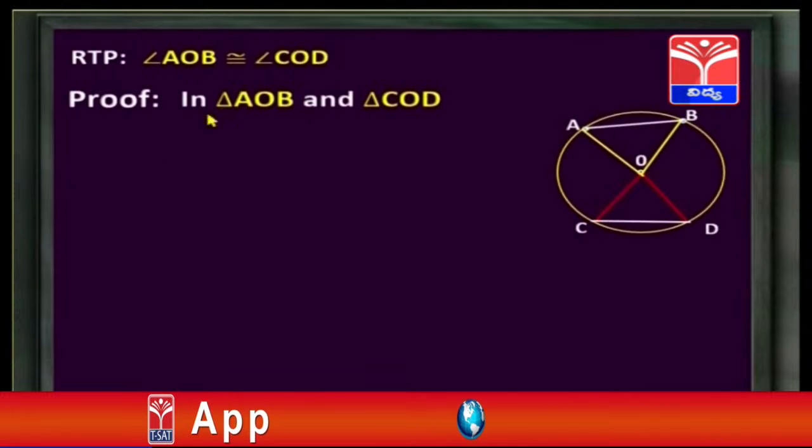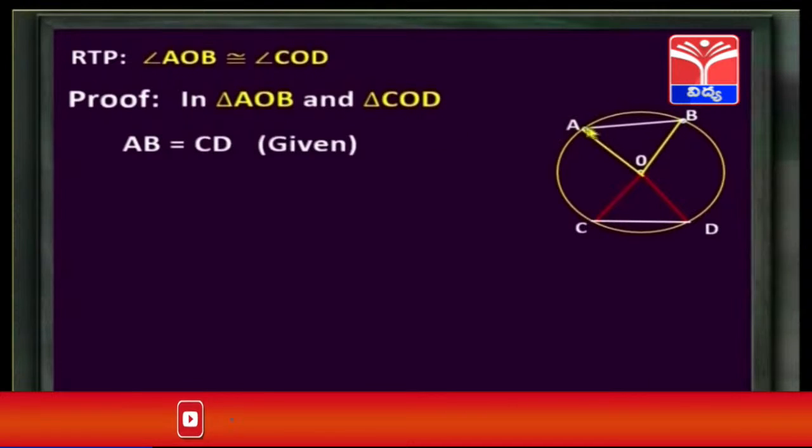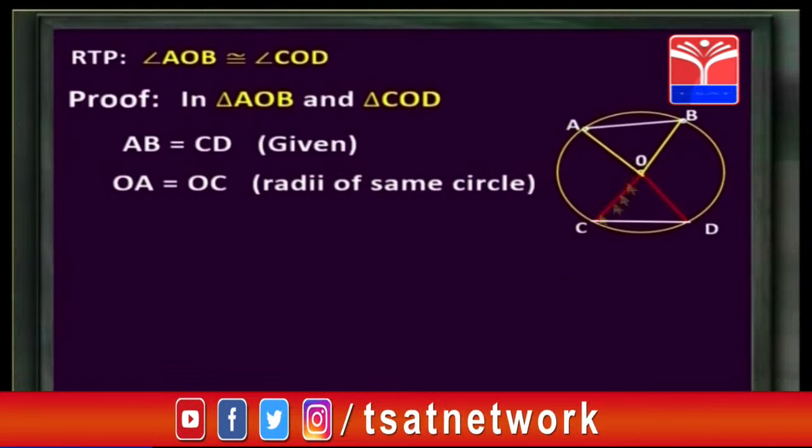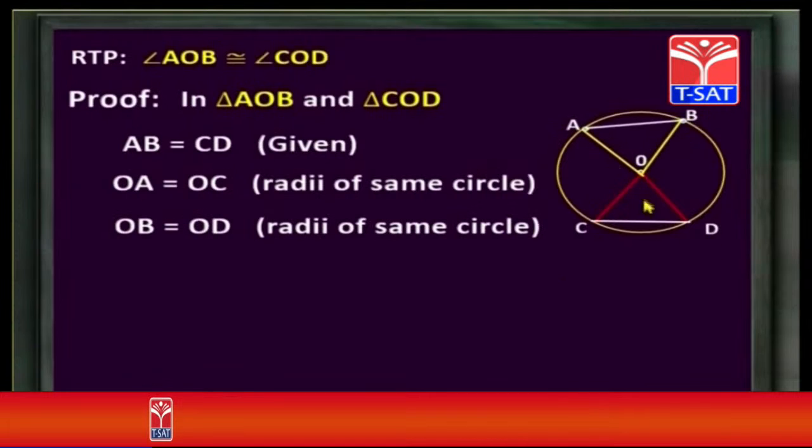For proving, in triangle AOB and triangle COD, AB is equal to CD, and OA is equal to OC, because both OA and OC are radii of the same circle. OB is equal to OD. That means three corresponding sides are equal.